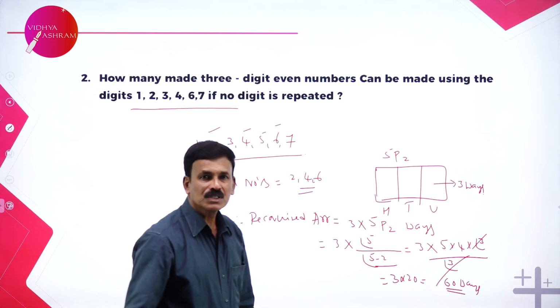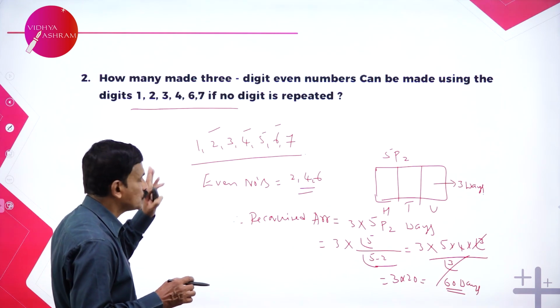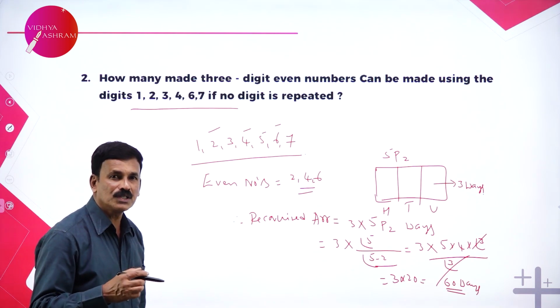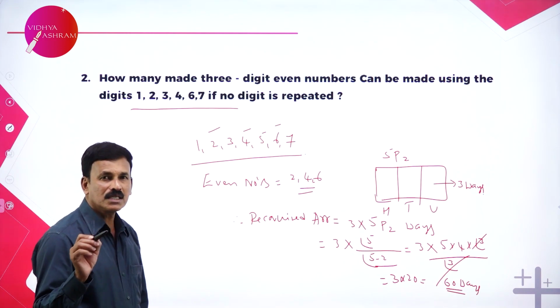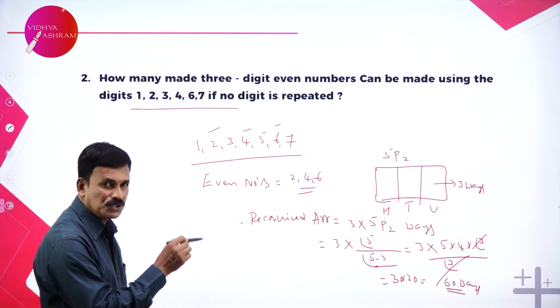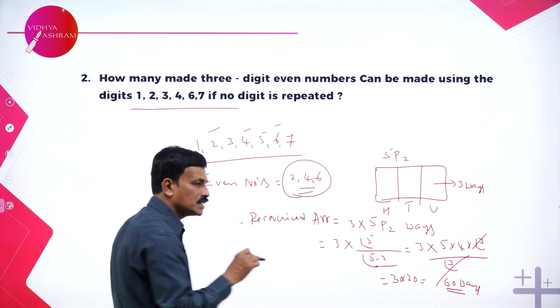That's it. Okay, so very simple problem. Just to get a 3-digit even number from 1, 2, 3, 4, 5, 6, first find out how many even numbers there are. There are 3 even numbers. So the unit place can be filled by any one of these 3 even numbers in 3 ways.